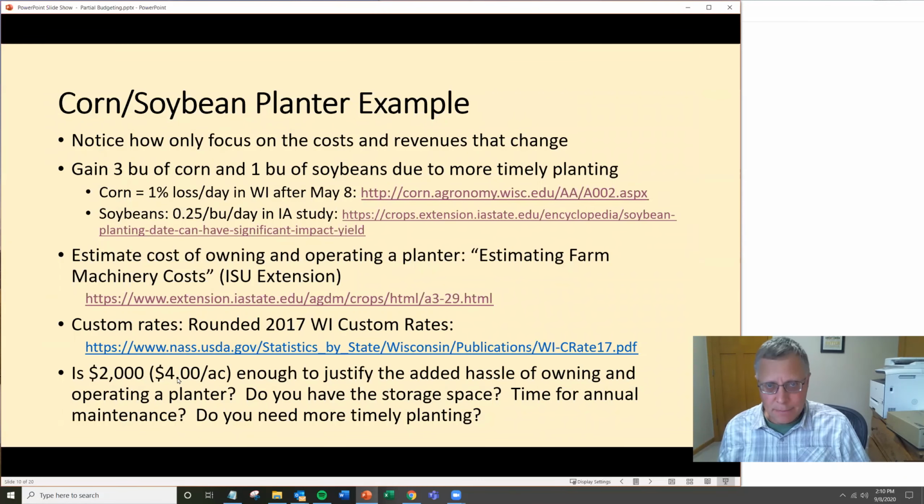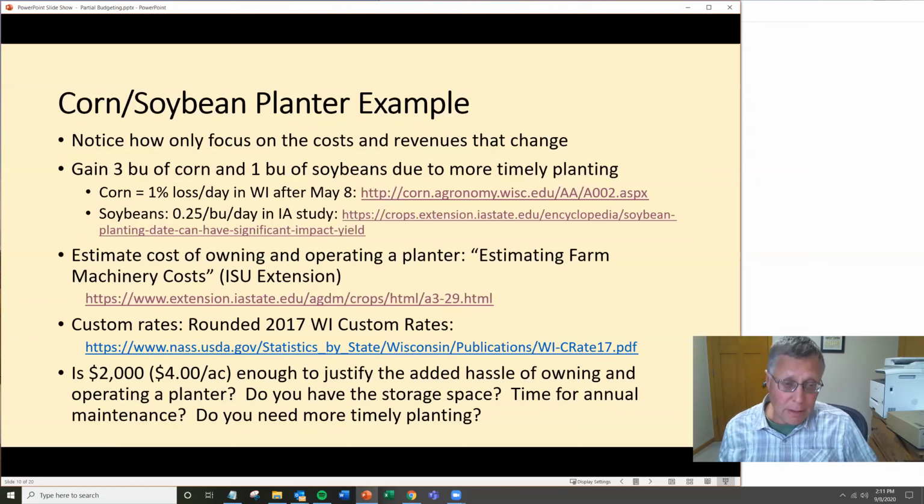But then you get to this big question: is this $2,000 gain, or $4 an acre, enough to justify that added hassle of owning and operating a planter? That's something you'll have to answer. Do you have the storage space? Where are you going to put the planter? Do you have the time for this annual maintenance? Do you really need this more timely planting? You've come up with some estimates here based on this. Is it really important to you?